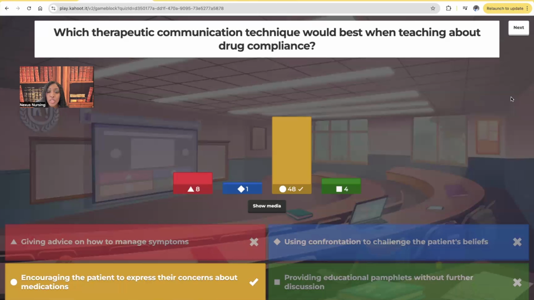And then providing educational pamphlets, that's beautiful, but let's keep going: without further discussion. We're going to provide educational pamphlets to back up everything that we just taught the patient. But you're not going to give a pamphlet as if that pamphlet is doing your job, right? So the only correct answer here is to find out what that patient's concerns are, to address the concerns, to educate that patient, and to basically empower them to be responsible for taking their medications.